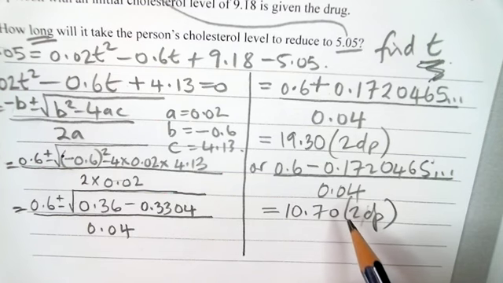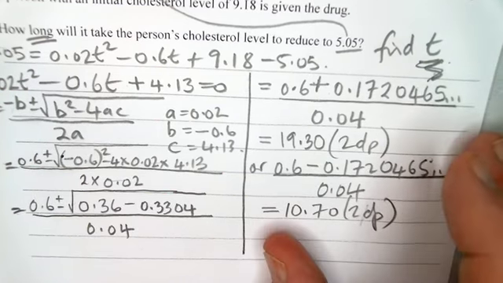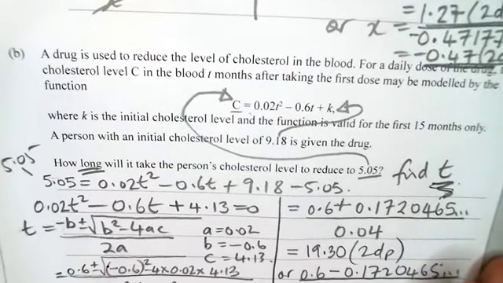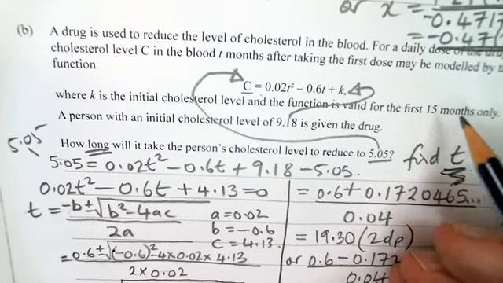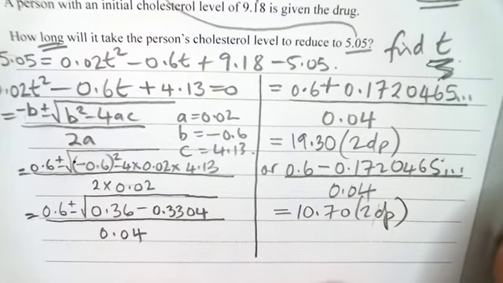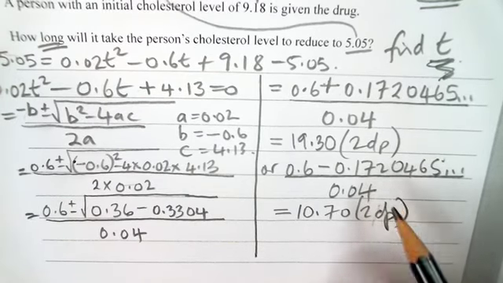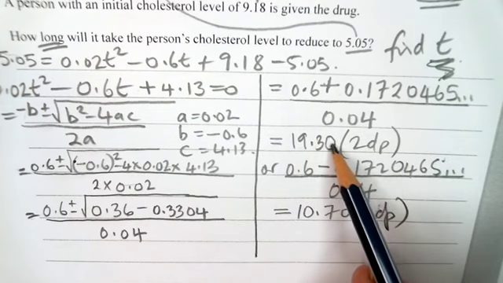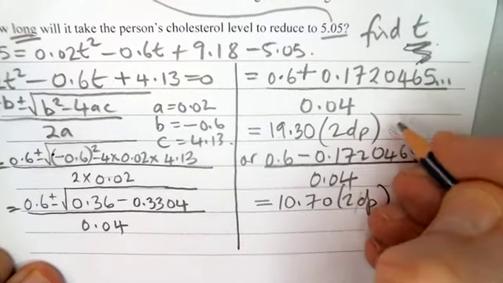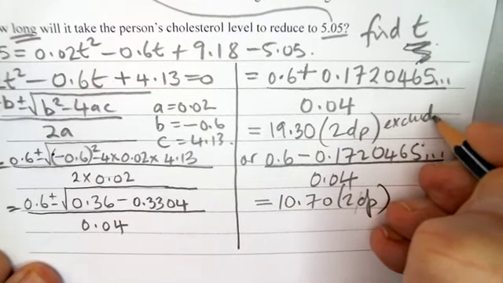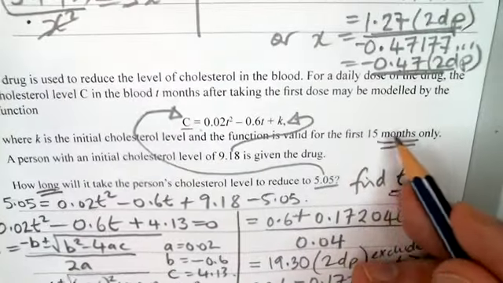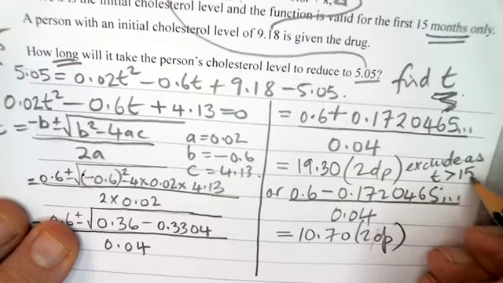Now, the question, of course, is what are we measuring in? This is time, and the time, it says, is measured in months. So we've got 19.3 months and 10.7 months. But we're going to exclude this one, as t is greater than 15. It's only valid for the first 15 months, so it's greater than 15.